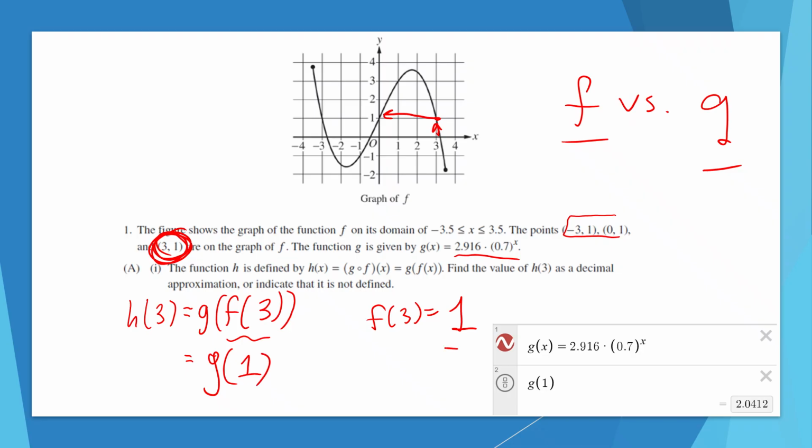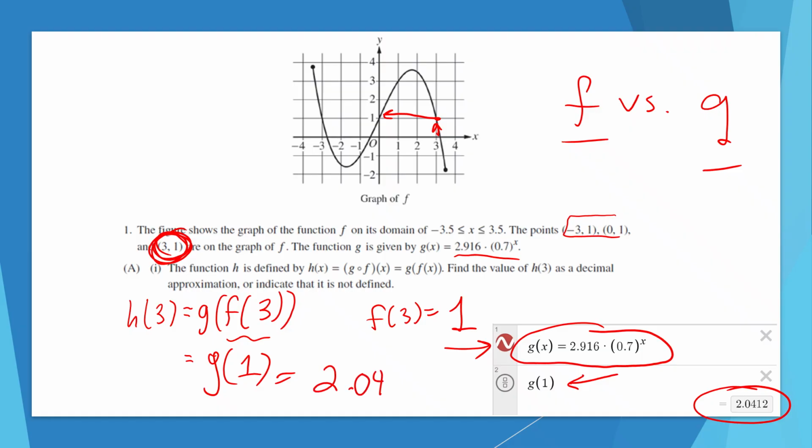Then what I'm going to do is I'm going to type in Desmos, g of x equals, and that full equation. Notice how I have parentheses around the 0.7. I have the g of x equals. I have everything basically copy and pasted from the AP exam. And then I'm evaluating g of 1. So that's what I'm going to type in. It will spit out that decimal. And I'm going to want to give it to at least 3 decimal places. So 2.041 should be our answer for part 1.